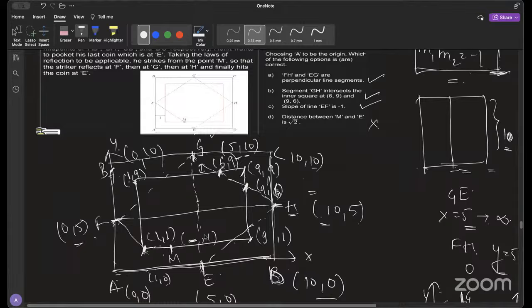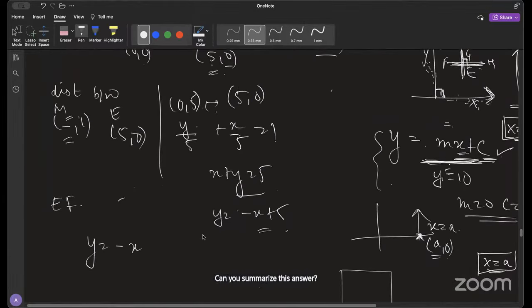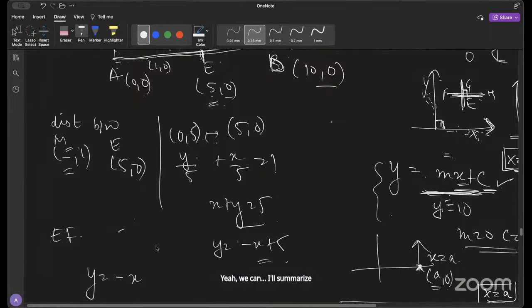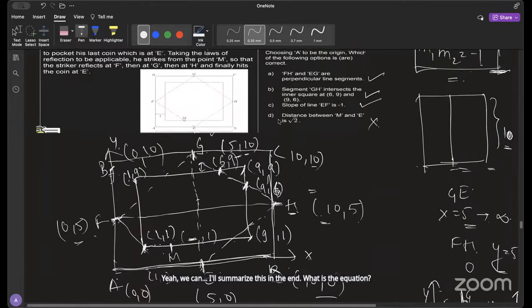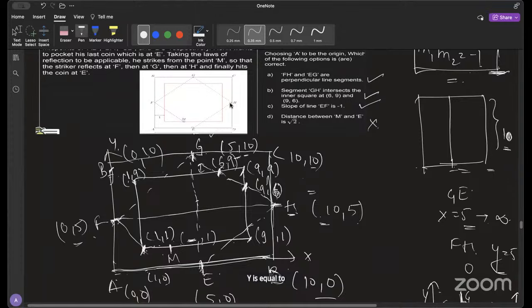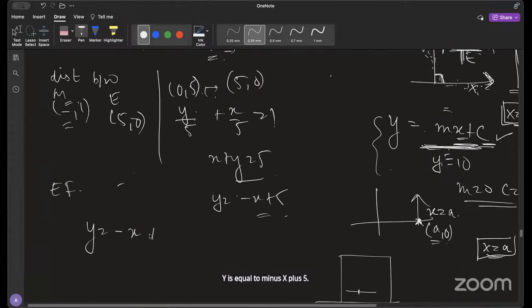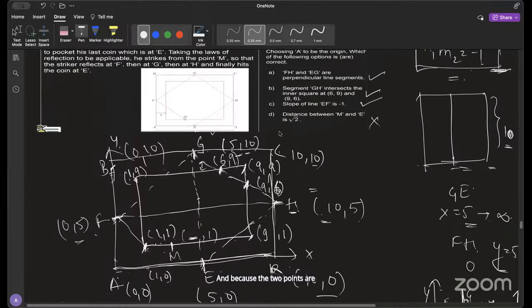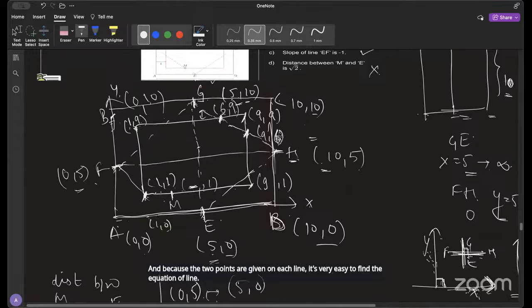Ma'am, can you summarize this answer? Yeah, I'll summarize this in the end. What we have missed here is we haven't calculated the equation: y equals minus x plus 5. We haven't tried to find the equations. That's what you have to do. Because 2 points are given on each line, it's very easy to find the equation of the line, provided you know the formula.